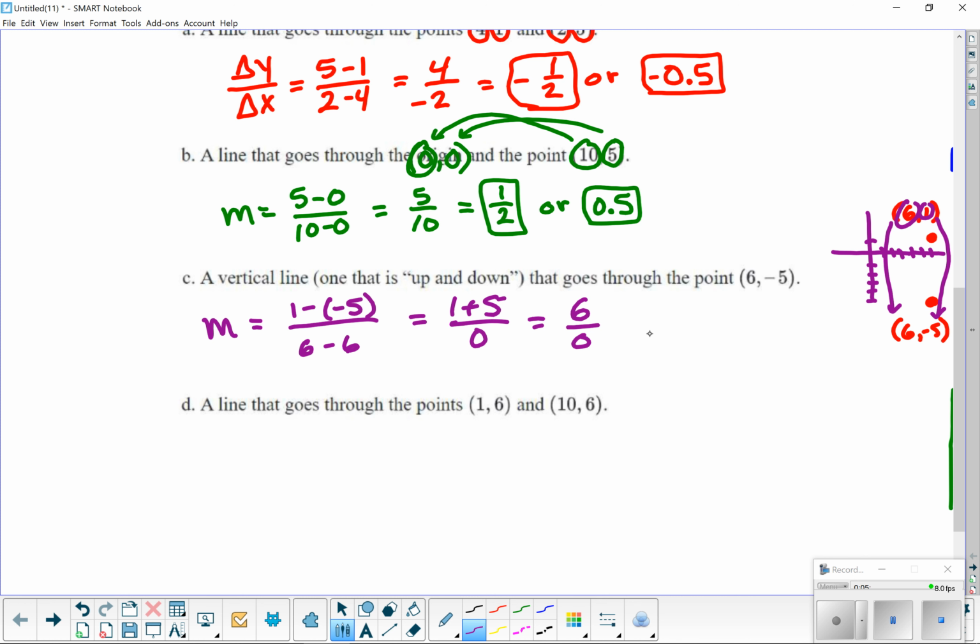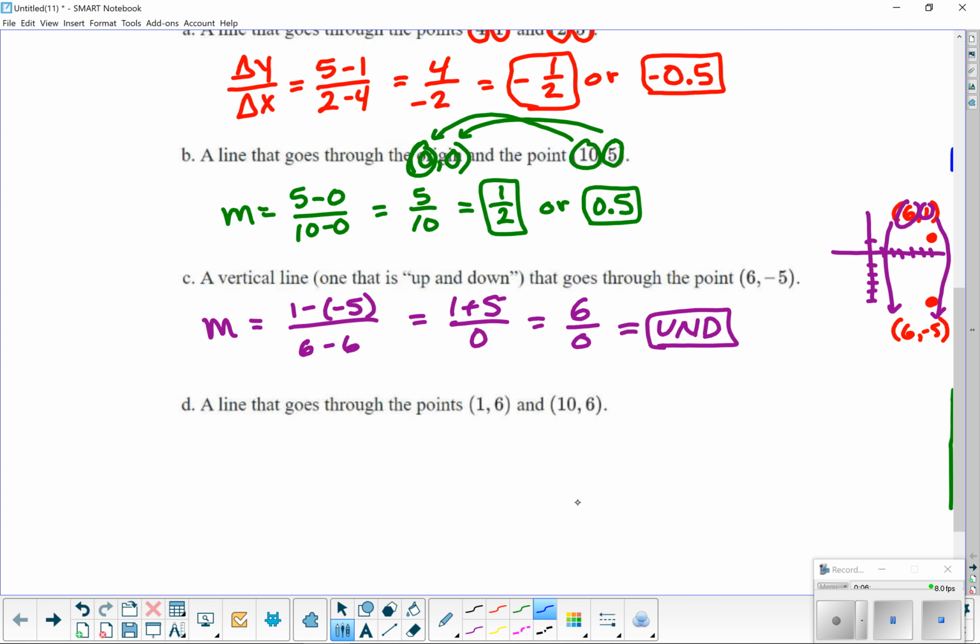But if you type 6 divided by 0 in the calculator, you're going to get an error message, right? And that's what we consider undefined. Okay, a UND is fine. So the slope of a vertical line is undefined.